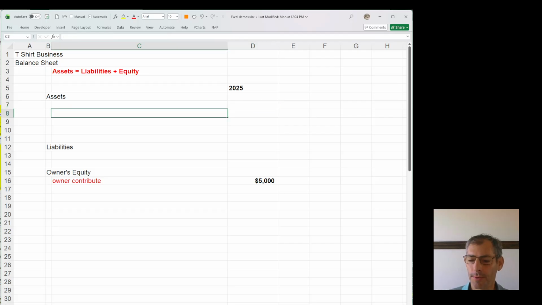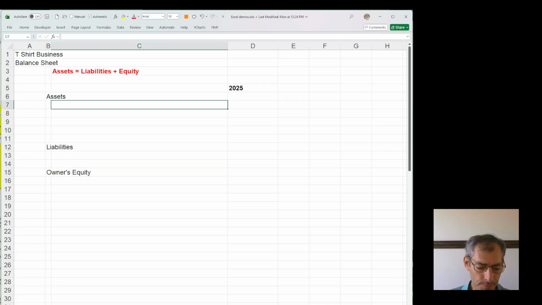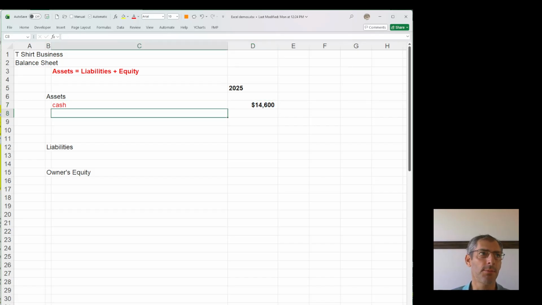Now we're going to just go through what a common company's balance sheet may look like at a particular point in time. So what are the common assets? So first off, we've got cash, like the example we just gave. So I'm just going to put in some examples here. Let's just say the company has $14,600 of cash that's just sitting in the bank.